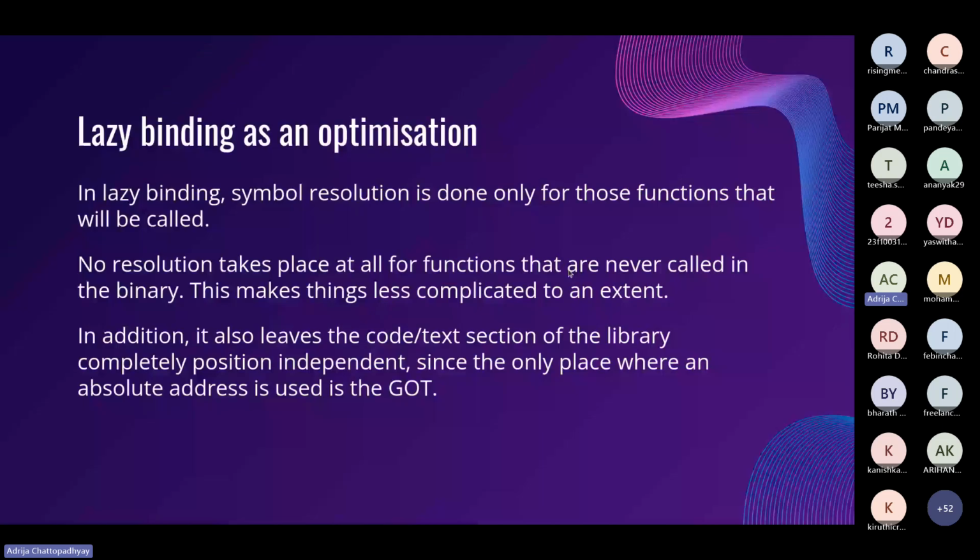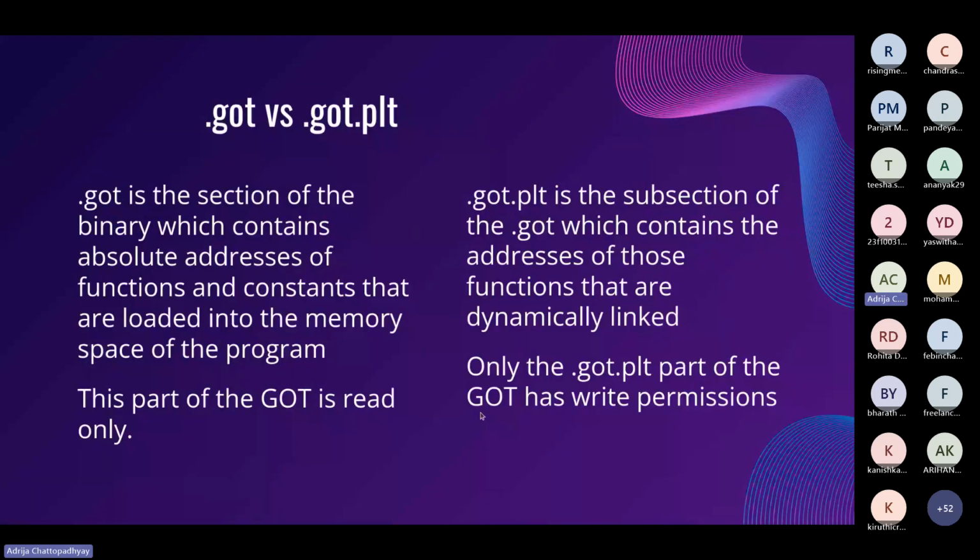Okay, now the two sections. The .got and .got.plt is a section of the binary which contains absolute addresses of the functions and constants that are loaded into the memory space of the program. The .got.plt is the subsection of the .got which contains the addresses of those functions that are dynamically linked. So only the .got.plt part of the GOT has write permissions. Now note, this permission thing is only relevant when we talk about partial RELRO. In no RELRO and full RELRO, it's not the same. So we're talking right now about partial RELRO.